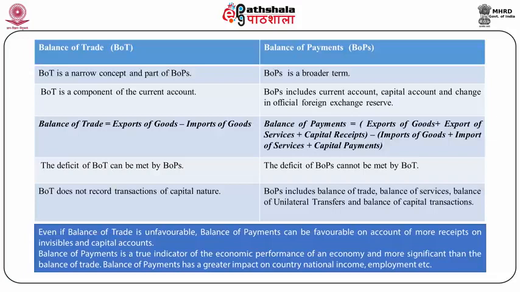Balance of trade does not record the transactions of capital nature, while it is done in case of balance of payment, where we include balance of trade, balance of services, balance of unilateral transfers, and balance of capital transactions. Even if balance of trade is unfavorable, balance of payment can be favorable on account of more receipts on invisibles and capital accounts. Similarly, if the balance of trade is favorable, balance of payment can be unfavorable on account of few receipts on capital accounts and invisibles.